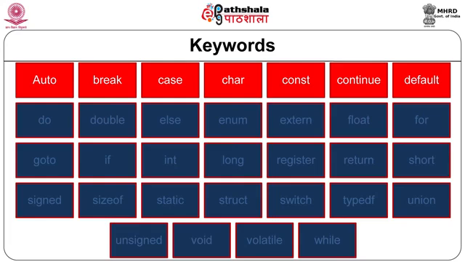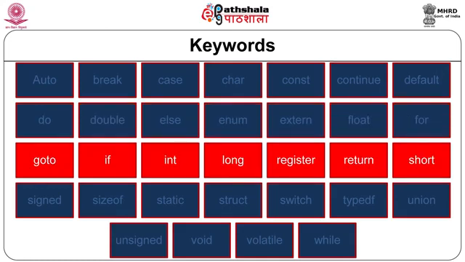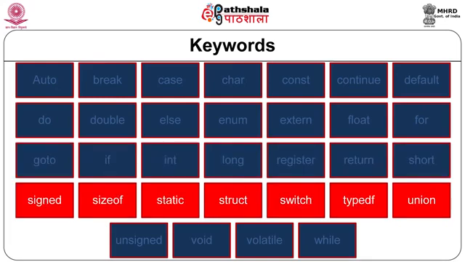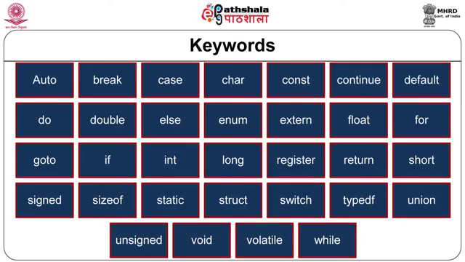These are the different keywords like auto, break, case, char, const, continue, default, do, double, else, enum, extern, float, for, goto, if, int, long, register, return, short, signed, sizeof, static. These are the various keywords used in C language.